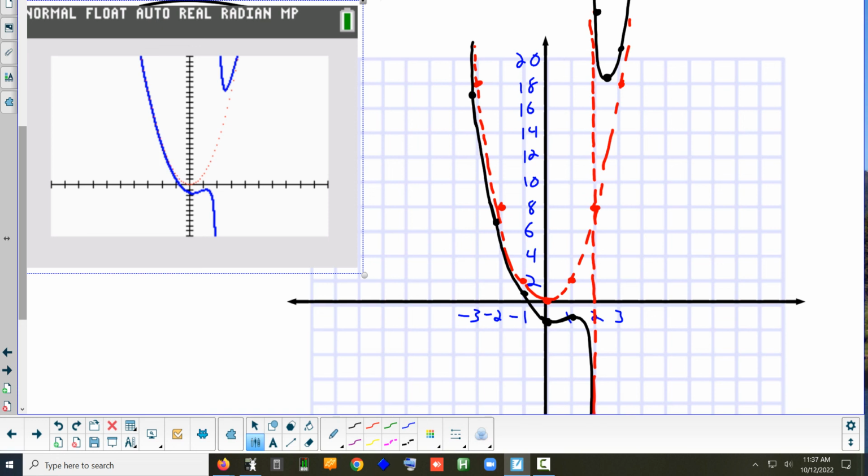And that's the most complicated type that we look at today. Are we going to do another one of those? Not a parabola right now, but I am going to do another one.